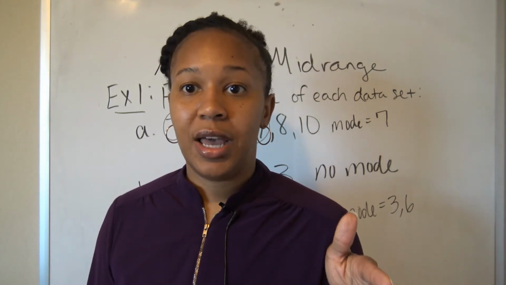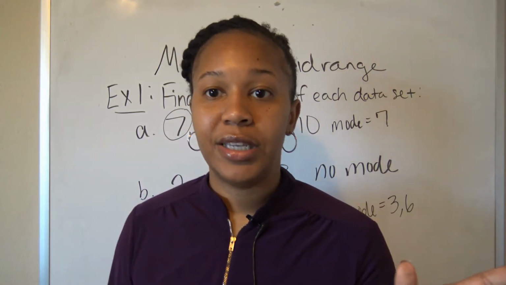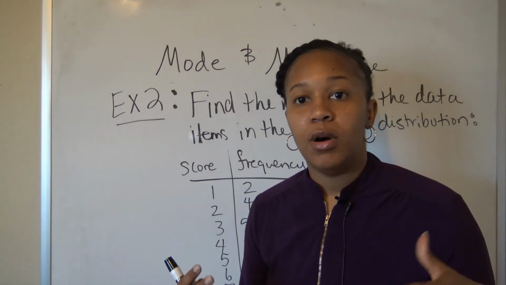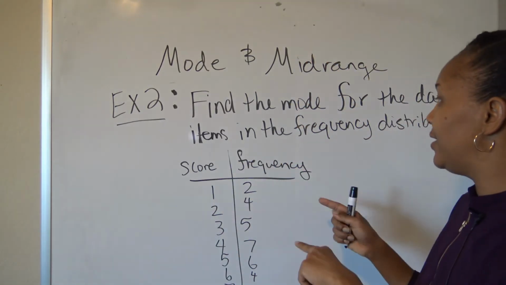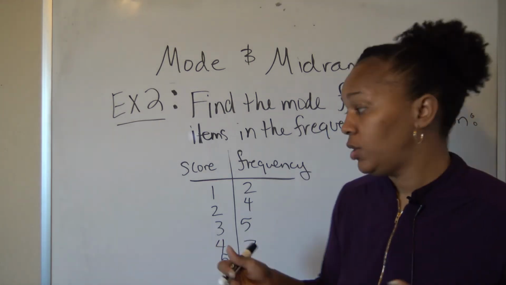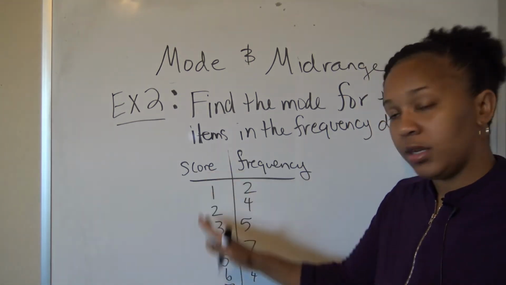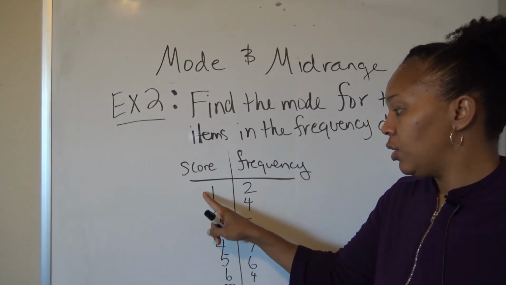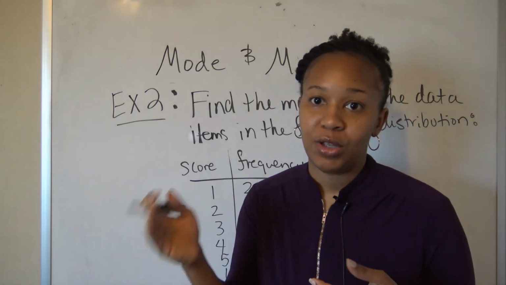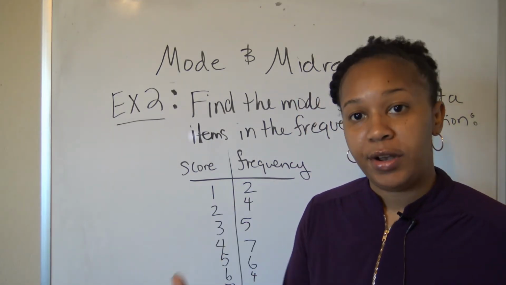All right, let's look at an example of finding the mode when your data is given in a frequency distribution. In example 2, we want to find the mode in this following data set that's given in this frequency distribution. Remember, for the frequency distribution, the first column is each data point. So the data points are 1, 2, 3, 4, 5, 6, and 7. And then the second column is how many times those data points appear in your data set.